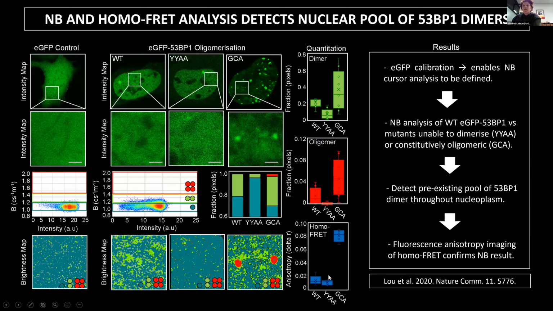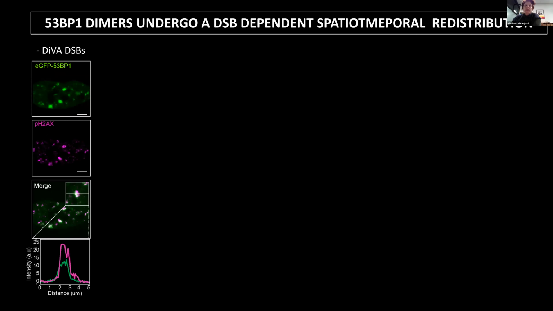So now that we know that 53BP1 is present as a dimer inside the nucleus, independent of double-strand break induction, the next thing we wanted to do is see what happens to this dimer population when we do induce a double-strand break, because we're interested in understanding how 53BP1 arrives at a double-strand break. So here we show again that 53BP1 overlaps with where the double-strand breaks are being induced.